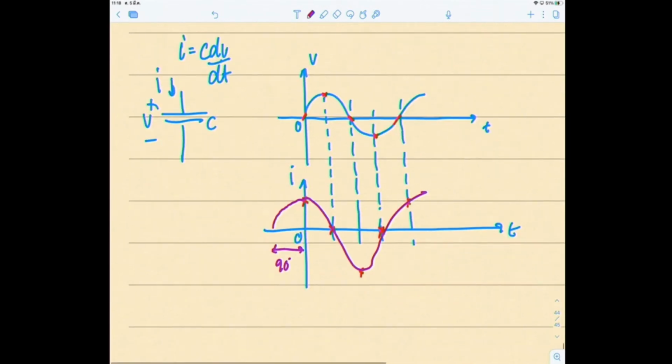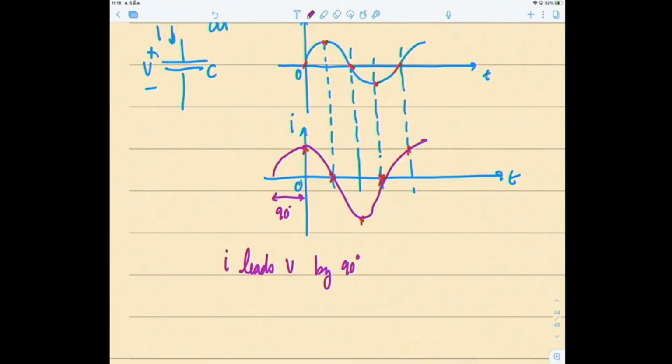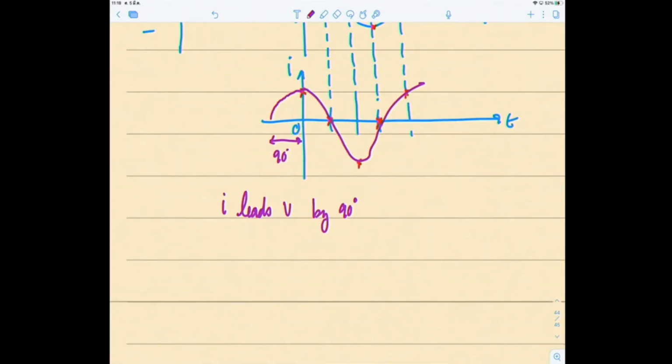But in this case, I start first. For an inductor, I comes later. For this case, I start first, so we say that the waveform I leads V by 90 degrees. So there's a phase shift for inductor and capacitor. And the way you remember who leads who, or who lags who, is by the word CIVIL, for you to remember.